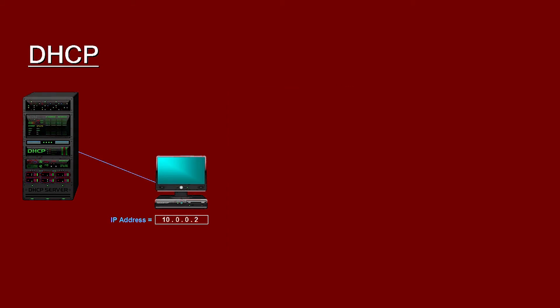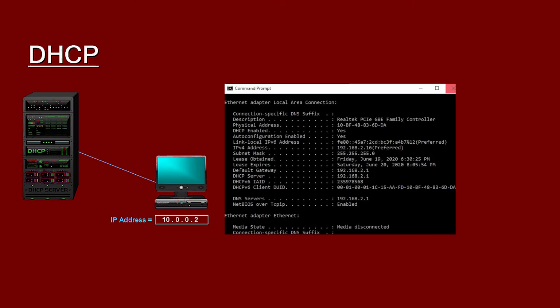And then once that's done, you can verify all the different settings that the DHCP server has given your computer. And you can do this by opening up a command prompt on a Windows computer and then typing in ipconfig /all and then pressing enter.